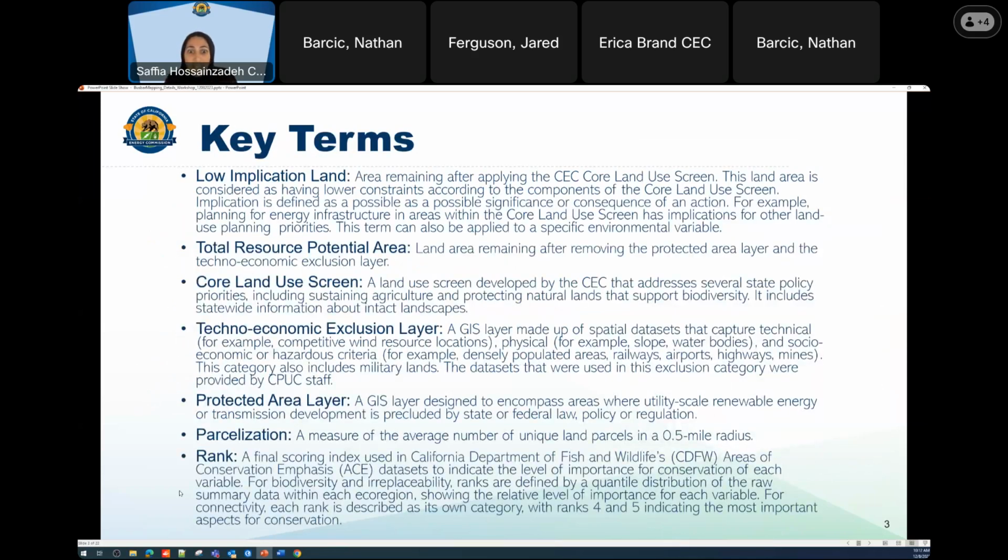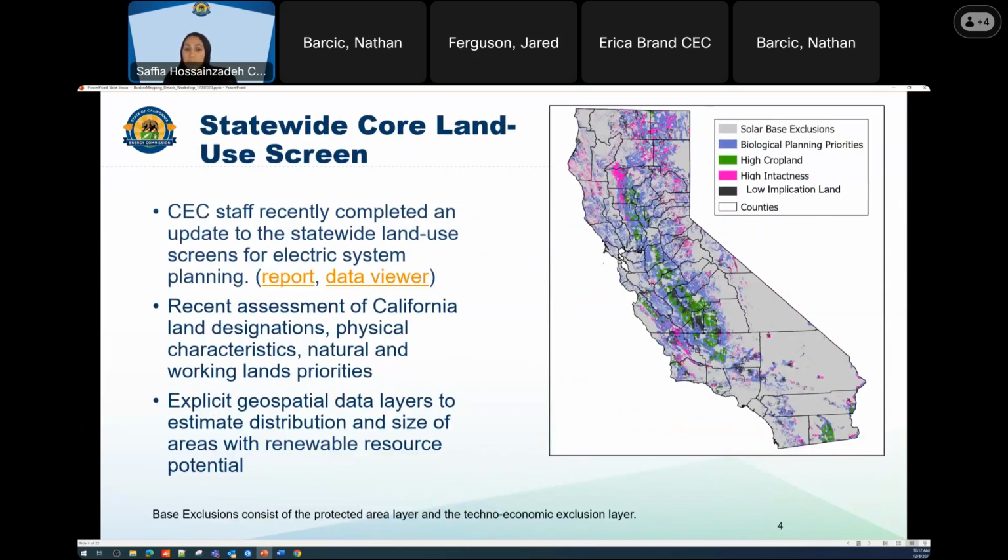Okay, so this slide defines some key terms that I'll be using throughout this presentation, and it's for your reference. As mentioned in the outline, we'll draw from the CEC's past efforts in energy planning on the characteristics of the area around each substation as part of our geospatial analysis.